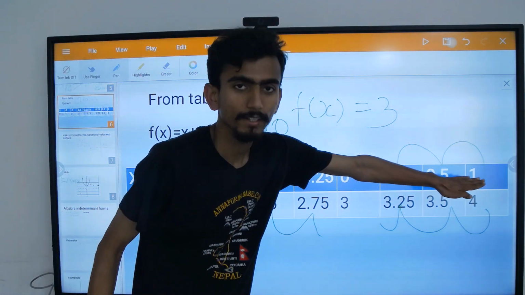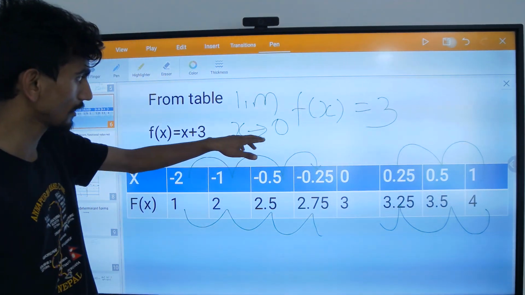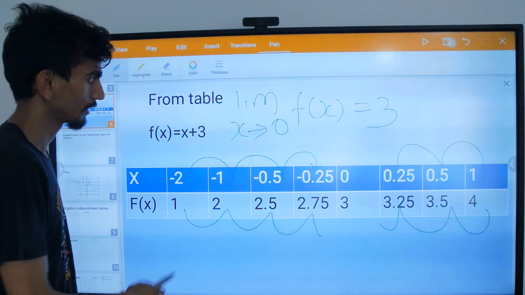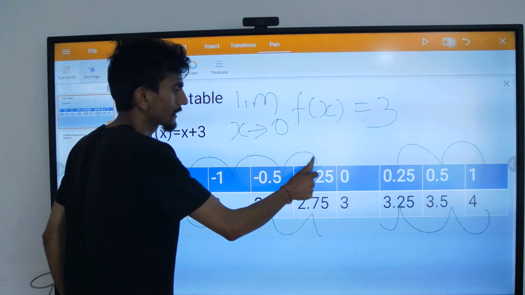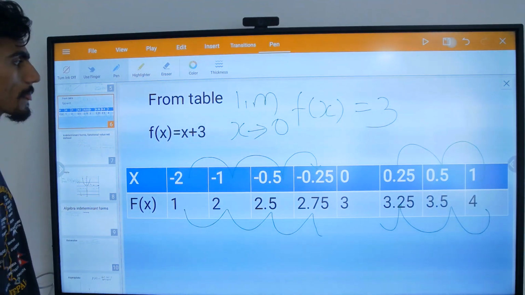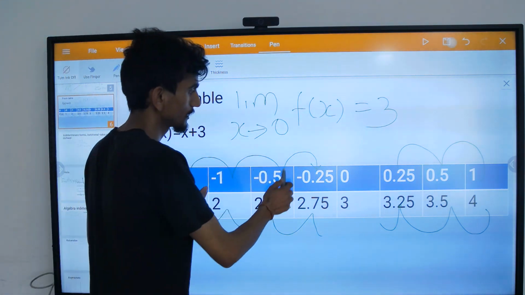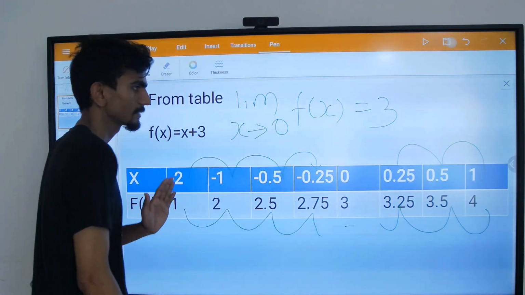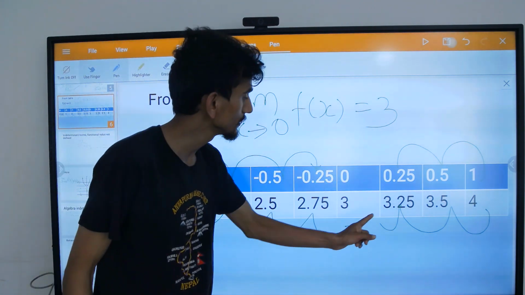So I can increase the input or decrease the input and get close to a certain value and see what the function is getting close to. Here you see when x is increasing and getting close to 0, the function is getting close to 3. Similarly, when x is decreasing and getting close to 0, again the function is getting close to 3.